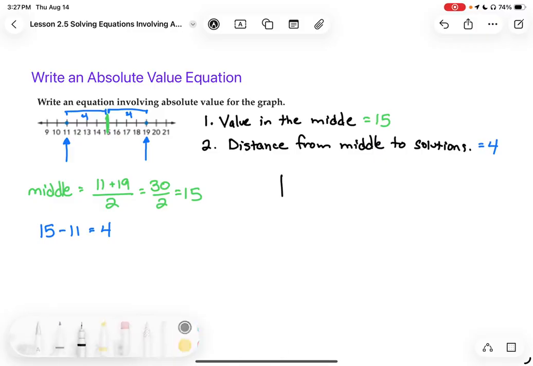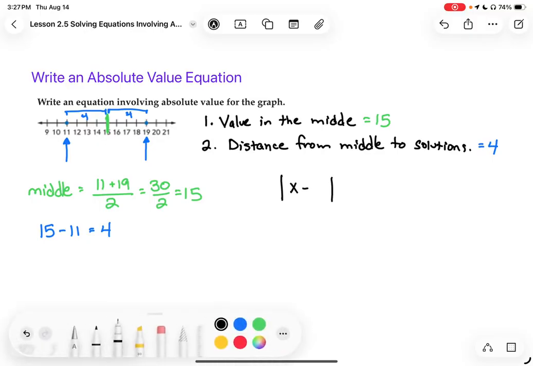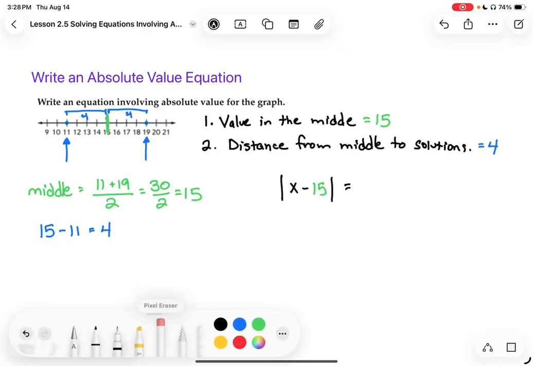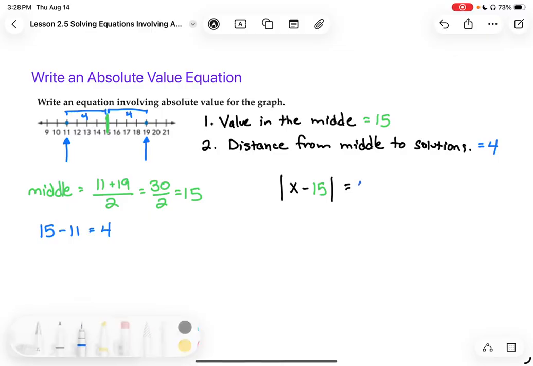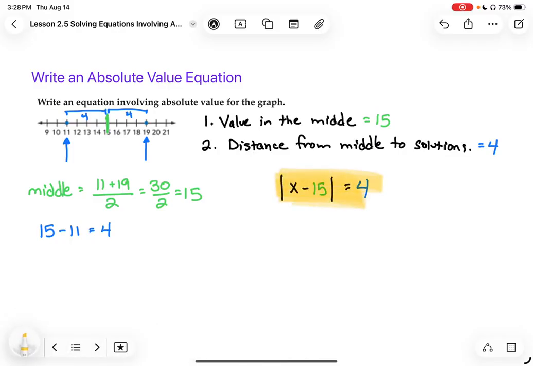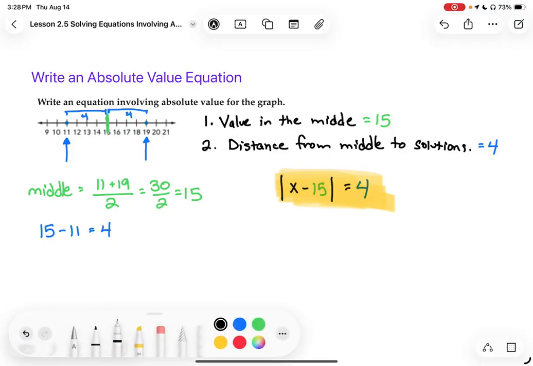It's going to be the absolute value of x minus whatever the middle number is. So the middle number is 15. And it's going to equal the distance from the middle to the solutions. That is our equation. X minus the value in the middle equals the distance to the solutions. And we can go ahead and solve this because we know how to solve these to verify.